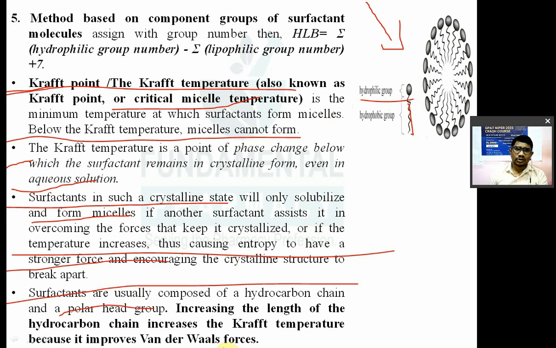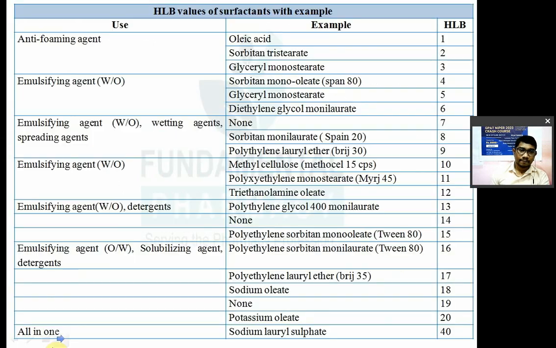So increase in the length of hydrocarbon, the hydrophobic group, the hydrocarbon chain length, will increase the Kraft temperature. जितना हाइड्रोकार्बन का चेन बढ़ जाएगा Kraft temperature बढ़ जाएगा. इसके ऊपर भी क्वेश्चन आ चुका है. Because of the increase in the van der Waals forces. Important है, चीजें आपको याद ही रखना है, कल ऑलरेडी अपने देखा है.